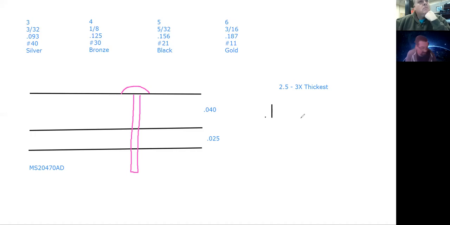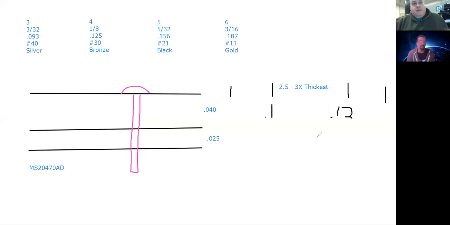Yeah, 0.1. And what is 3 times 0.040? 0.12. So that's kind of our scale. We're going to say that's our scale. We have all sorts of scales here. The rivet we want to use is going to match somewhere in here.